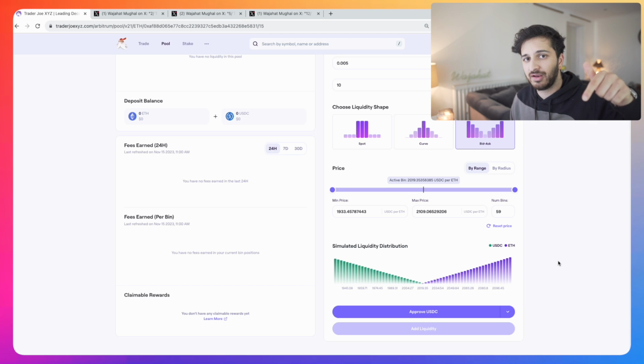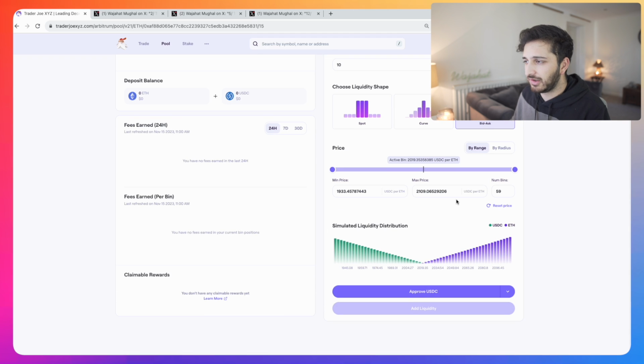I will leave a link below in the description, an article from Trader Joe themselves who basically explain some of the different strategies that you can do. So maybe have a read of that, and perhaps in future we could even talk a little bit more in detail about some of these different strategies, especially the dollar cost average strategy, because that's one of my favorite ones for sure. But that's pretty much all you have to do.